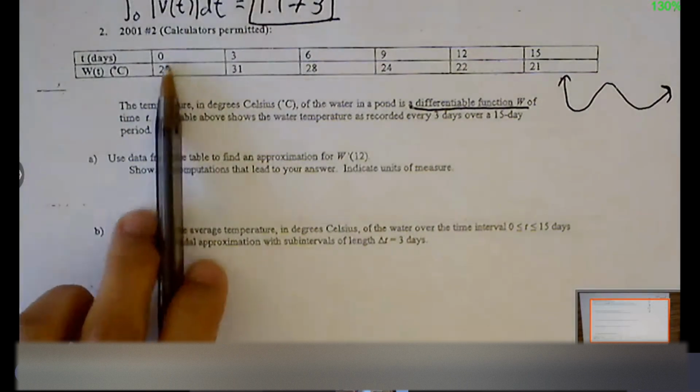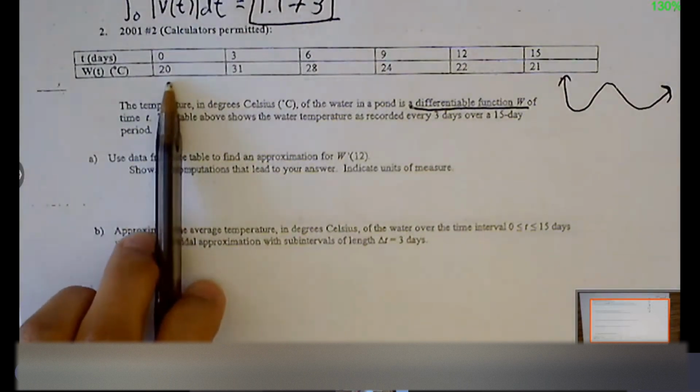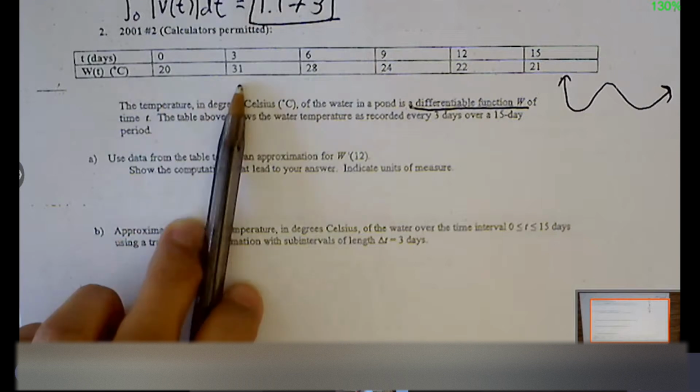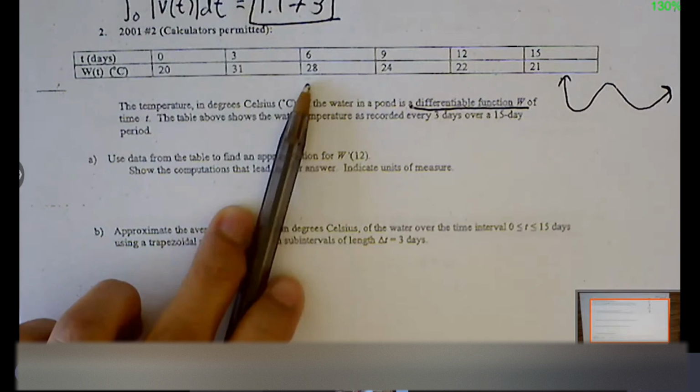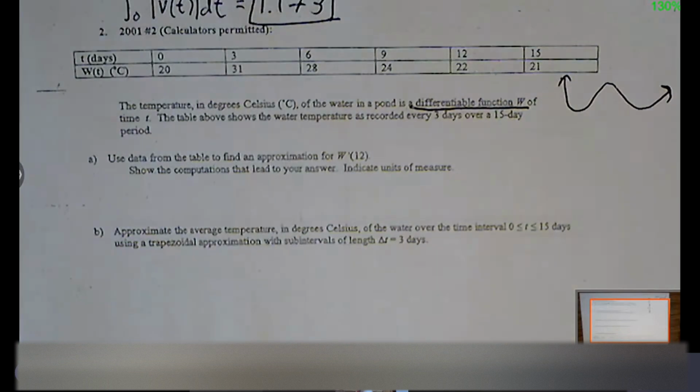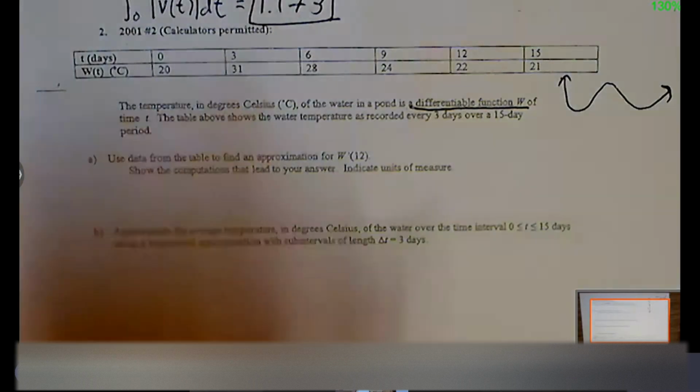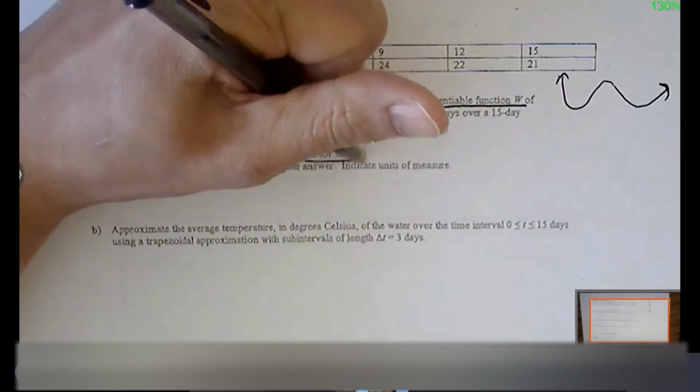So that means on the 0th day, we're taking the temperature once and it's coming out as 20 degrees Celsius. 3 days later, take the temperature again, 31 degrees. 3 days later. Okay, so we have very limited data, but we're using this to do approximations for A and B. Okay, so use data from the table to find an approximation for W prime of 12.